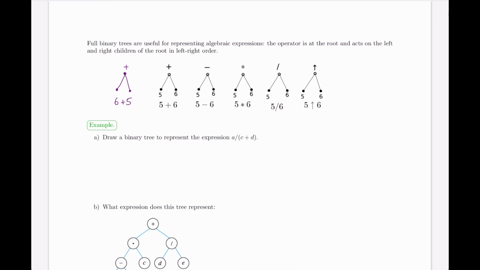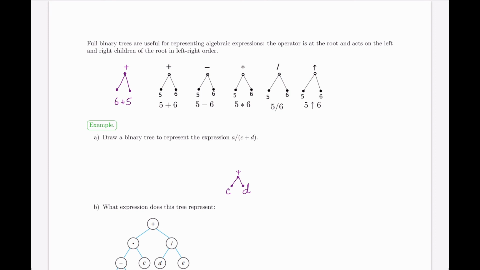So let's say we would like to draw a binary tree that represents this expression, a divided by (c plus d). This is where you have to think about the order of operations, which is why drawing these trees is important if you're programming this type of thing in. So order of operations suggests that I have to do what's in brackets first, and then apply the division. So if I have to do what's in brackets first, it's c plus d. So I'm going to have my little binary tree this way, c plus d in the proper order.